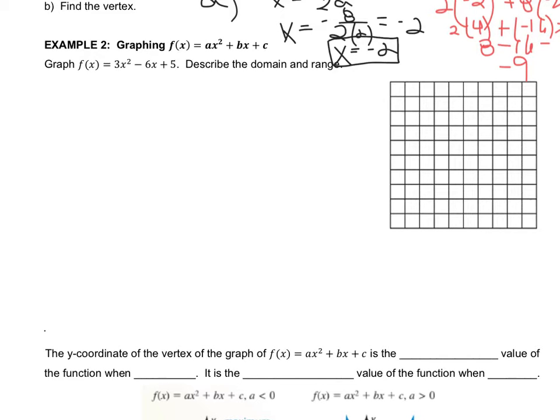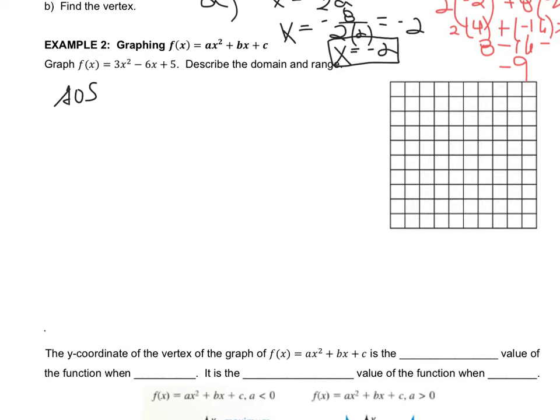So number one, a couple of things just to note. This 3 in the front tells me that my parabola is going to be a U-shape opening upwards, and I want to keep that in mind as I'm going. So first, I'm going to go ahead and find my axis of symmetry.